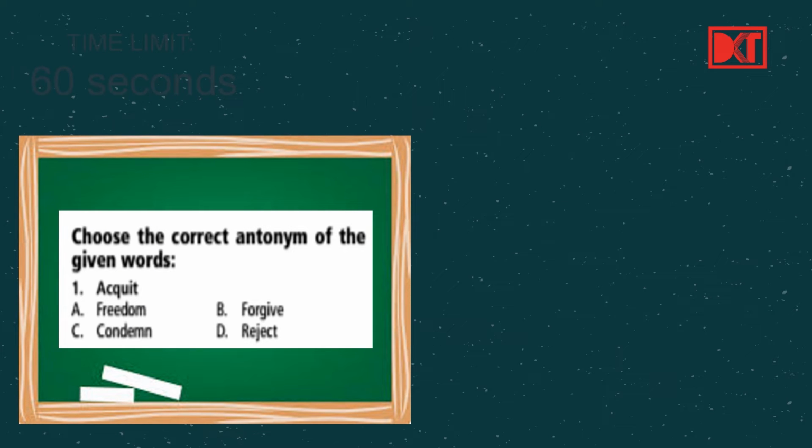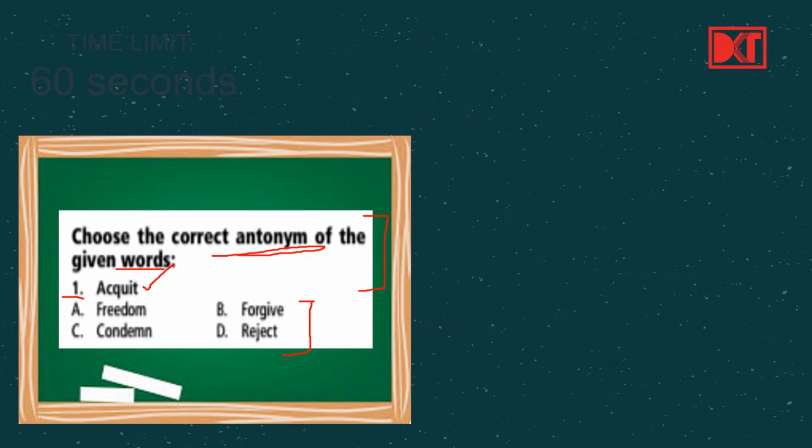Okay, so let's move to the questions now. This category of questions says, choose the correct antonym of the given words. We are given a word and we have to choose the correct antonym from the options. The word is acquit. The options are A. Freedom, B. Forgive, C. Condemn, D. Reject.